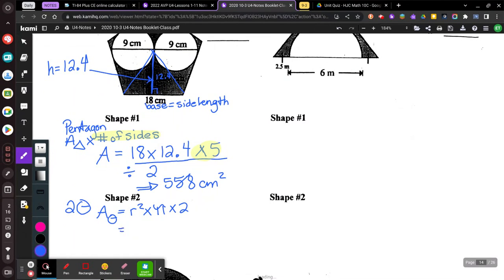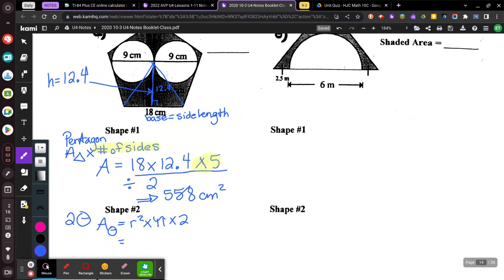So if we look at the object, if I look at my circle, I see the number 9. What does 9 represent, the radius or diameter? It's the diameter because it's all the way across. If it's all the way across, we've got to cut that in half because we only want the radius. So the radius for this guy is going to be half of that, which is 4.5.